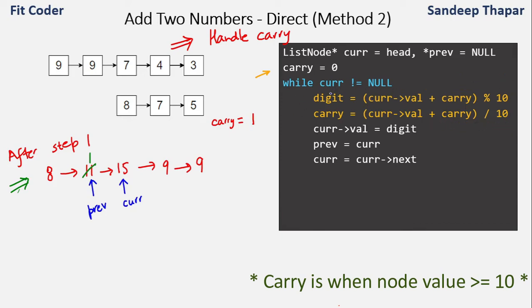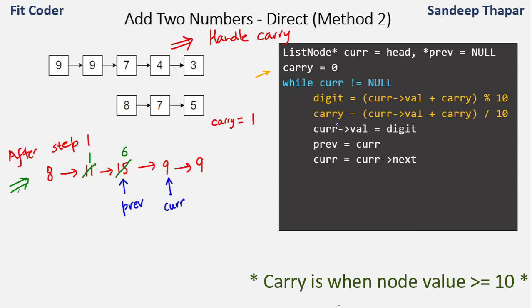In the next iteration, we compute digit. So the digit is current value, which is 15, plus carry which is 1. So 16 mod 10. So the remainder is 6. And the carry is 15 plus 1 by 10, which is 1. So the carry remains 1 and the value of the digit is changed to 6. So this 15 is changed to 6. And after this we move previous and current to the next node. So current comes at 9 and previous comes at 6.